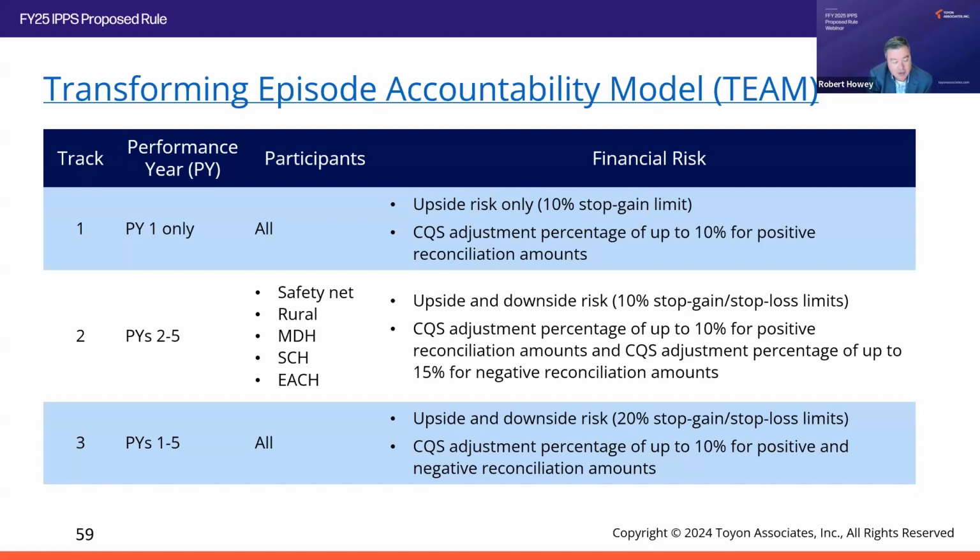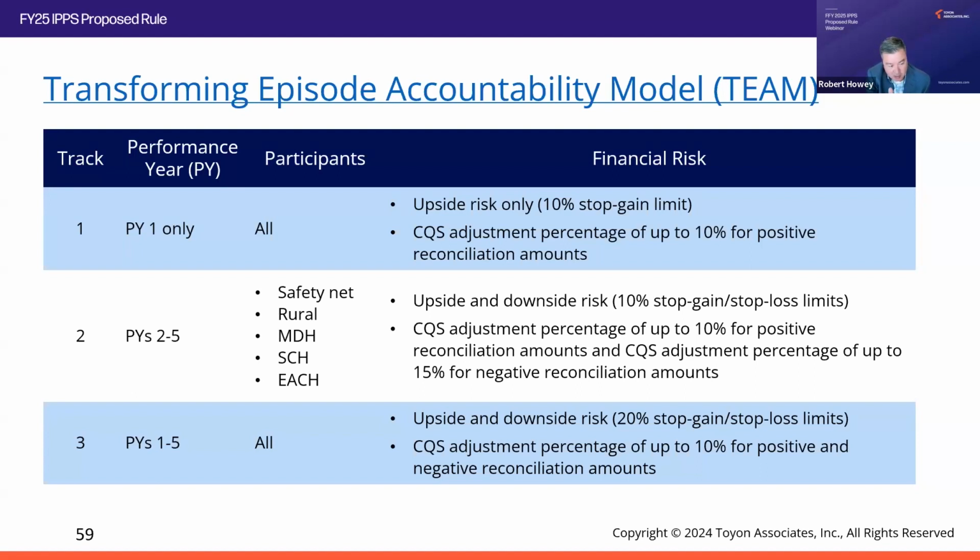Now for performance years 2 through 5, there's a different category between whether you're either a safety net, rural, MDH, sole community hospital, essential access community hospital, or then the rest would be that track 3. So they're going to limit the upside and downside risk to no more than 10%, both from a gain and a loss standpoint, if you are in one of those categories.